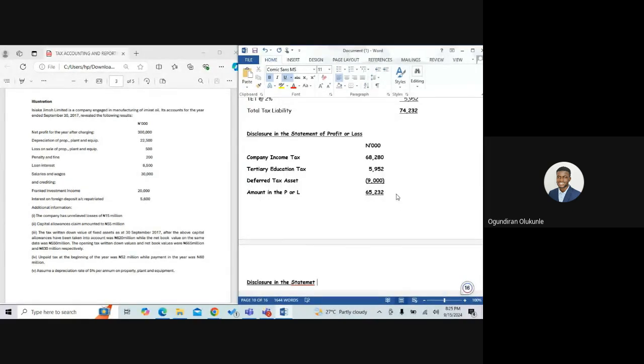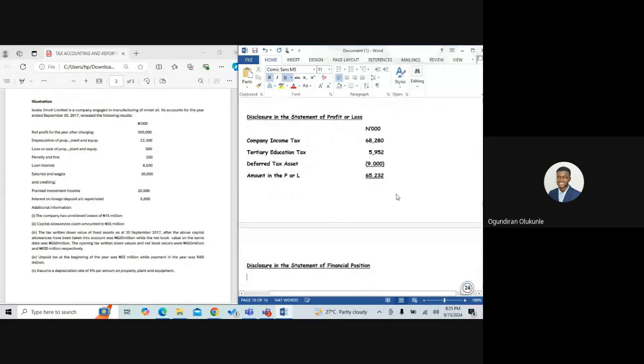Then the next thing is disclosure or presentation in the statement of financial position. So you have 65,232, and your unpaid tax at the beginning, which you'll be given in the question. How much is your unpaid tax at the beginning?